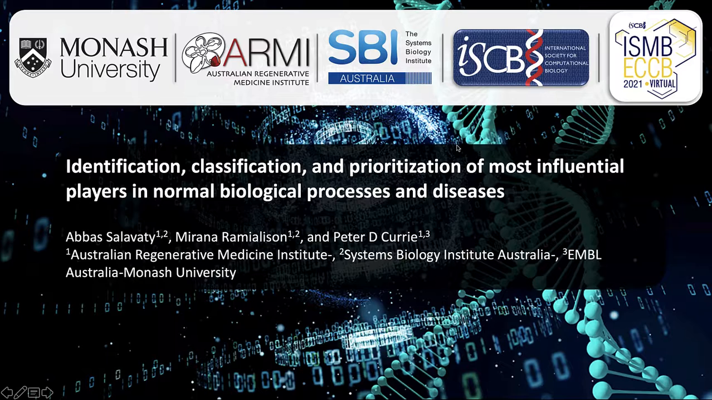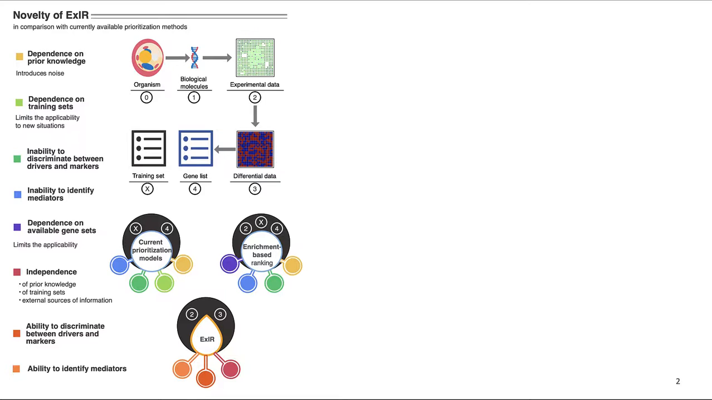Hi, my name is Abbas and I'm going to talk about the identification, classification, and prioritization of the most influential players in normal biological processes and diseases. The ECCB, or Experimental Data-Based Integrative Ranking, is a classification and prioritization model that entails several novelties.